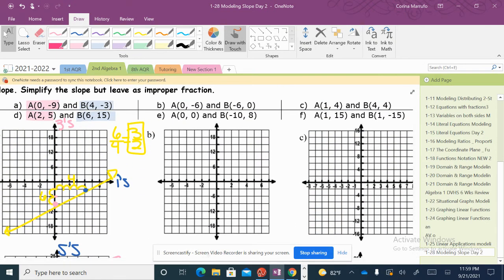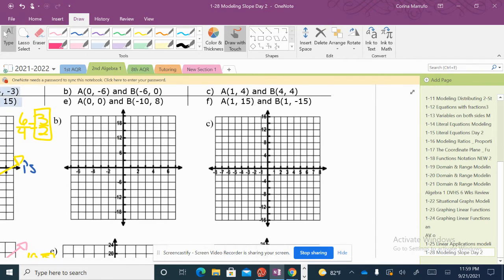Okay, my next one here. So here we have A is 0, -6. So we're going to go ahead and graph that. So 0, it looks like this one is counting by 1s, 1, 2, 3, and so on. So this is by 1s. But my y-axis here is counting by 3s. 3, 6, 9, 12, and so on. So this is counting by 3s.